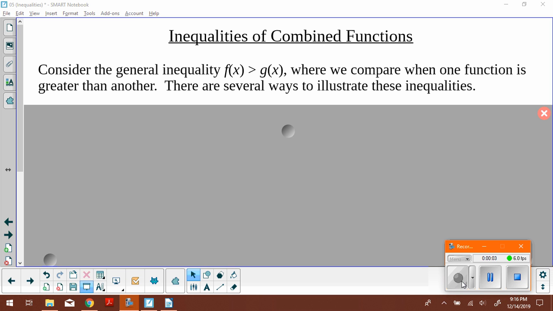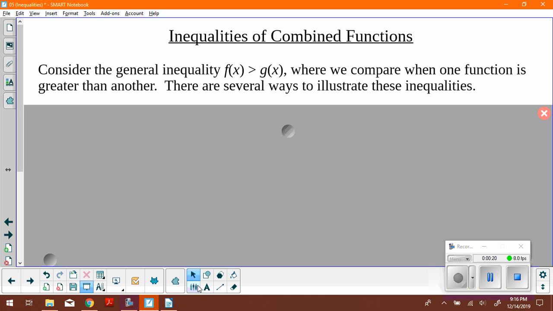Hello everyone. This lesson is on solving inequalities of combined functions. We're going to consider the general inequality f of x is greater than g of x, when one function is greater than another. We're going to show several ways to do this, and the key thing is it says illustrate here.